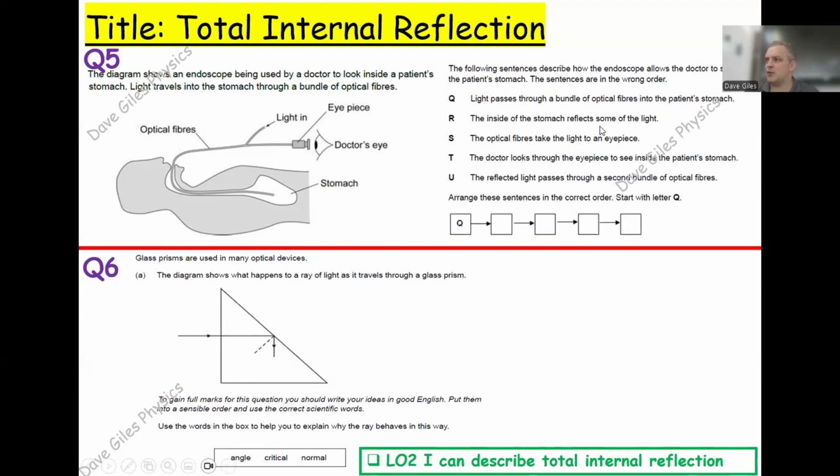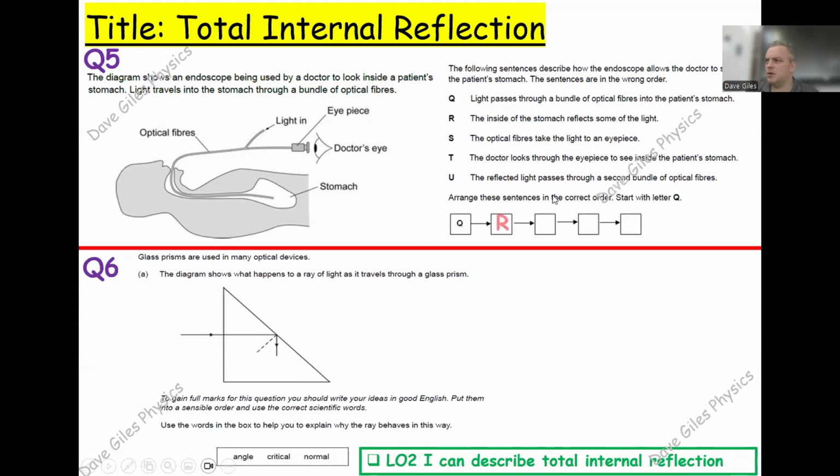So light passes through a bundle of optical fibers into the patient's stomach. And then the inside of the stomach reflects some of the light. The reflected light passes through a second bundle of optical fibers. The optical fiber takes the light to the eyepiece, where the doctor looks through the eyepiece to see inside the patient's stomach. Then the last question: glass prisms are used in many optical devices.